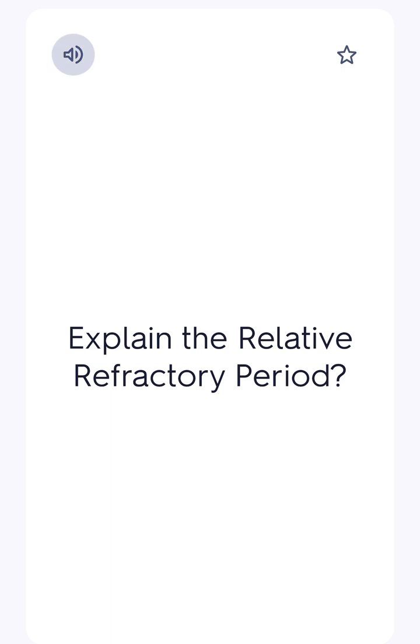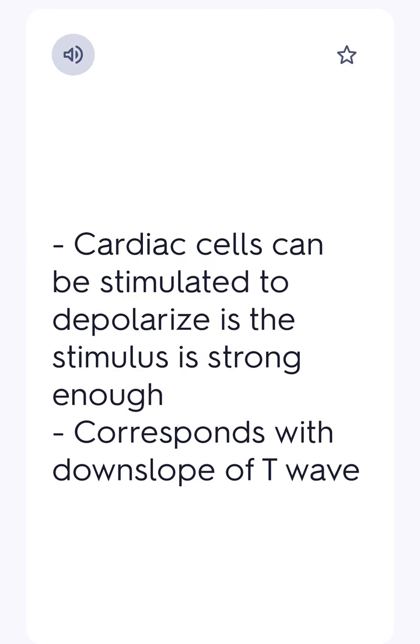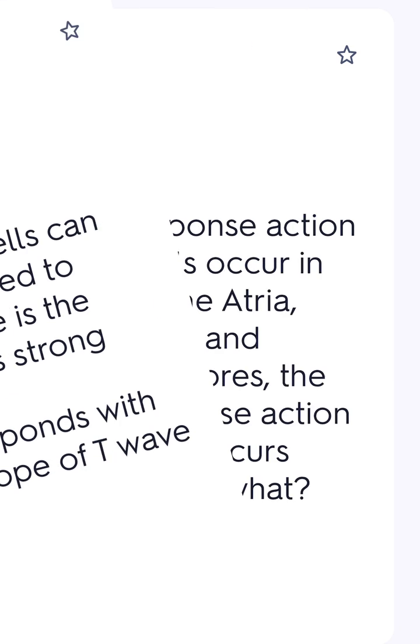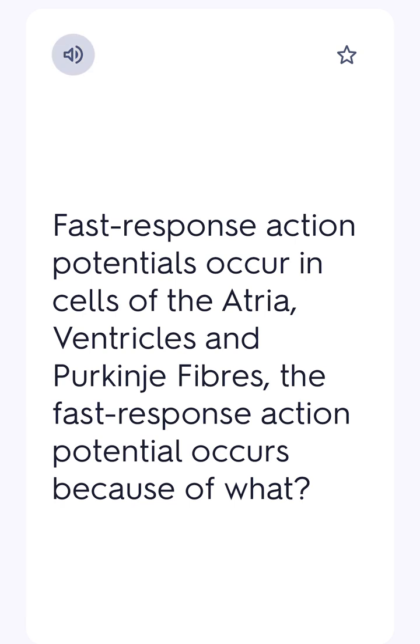Explain the relative refractory period. Cardiac cells can be stimulated to depolarize if the stimulus is strong enough, corresponds with downslope of T wave. Fast response action potentials occur in cells of the atria, ventricles, and Purkinje fibers. The fast response action potential occurs because of what?